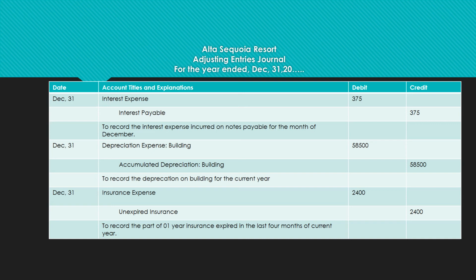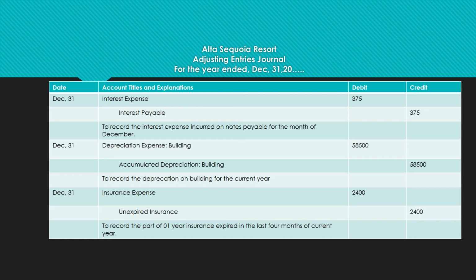Now I am reading transaction F. Depreciation on the resort building is based upon an estimated useful life of 30 years. The original cost of the building was 1,755,000. Now transaction F is an example of apportioning recorded costs. Company has purchased a building, cost is 1,755,000 and estimated life is 30 years.